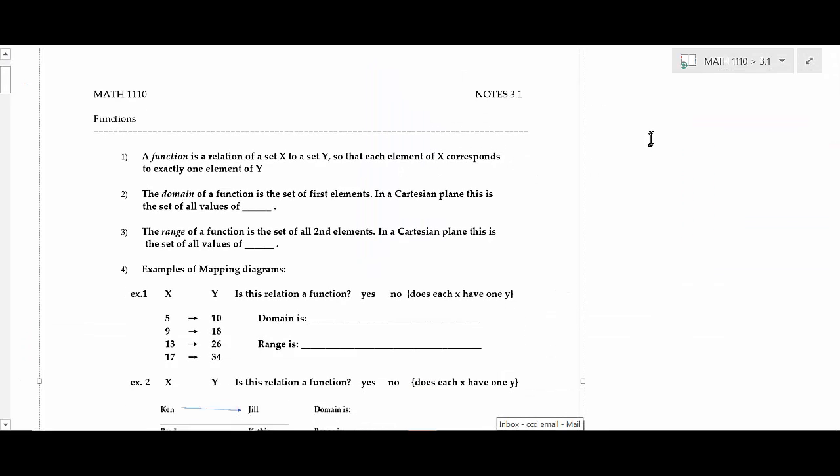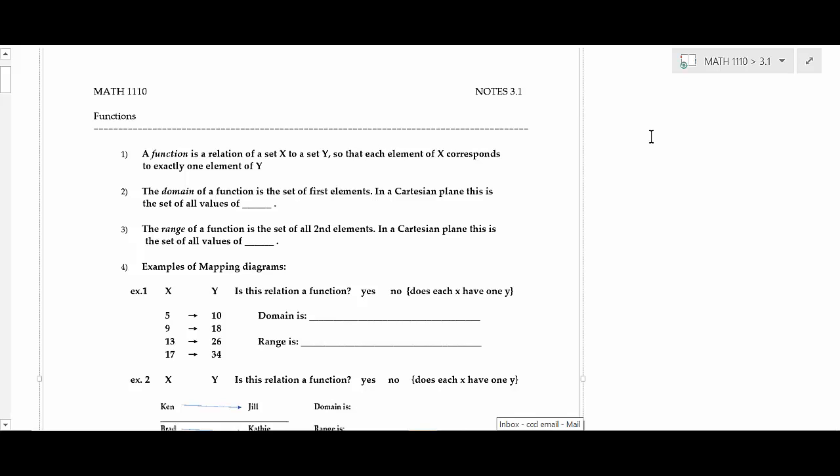Okay, so what we're going to do now in chapter 3, we start talking about functions, and you'll probably have some of this in your background. So basically, a function is a relation between two sets, set x and y, and each x is going to correspond to exactly one element of y. I'll show you enough examples on this. It's a real simple idea.